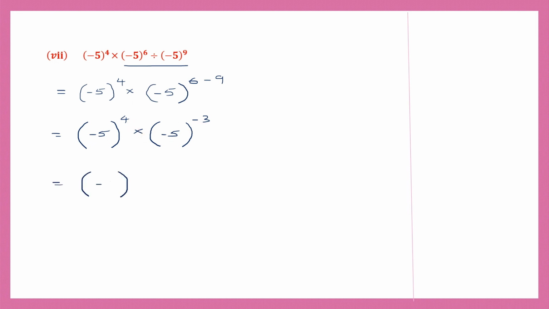So this becomes (-5) raised to the power of 4 plus (-3), which is equal to (-5) raised to the power of 4 minus 3. 4 minus 3 is 1. (-5) raised to the power of 1 is minus 5 itself. So the answer is minus 5.